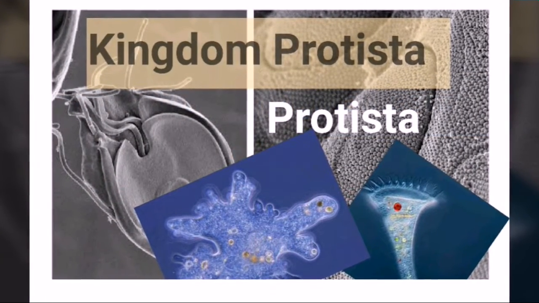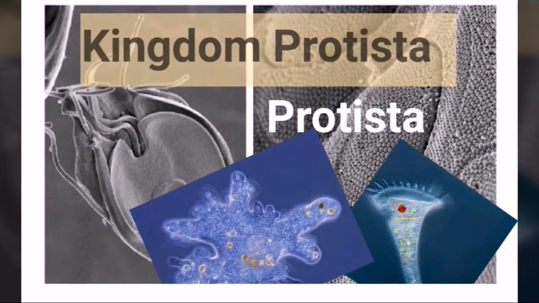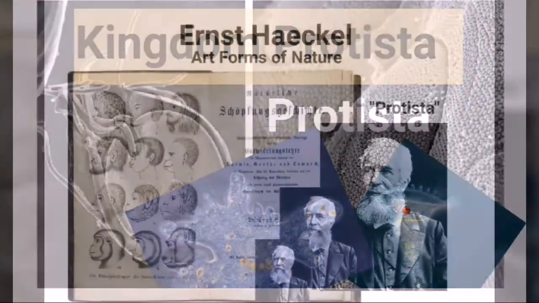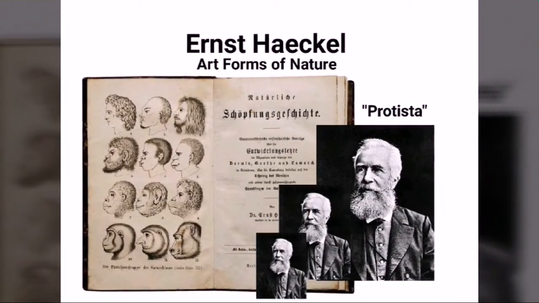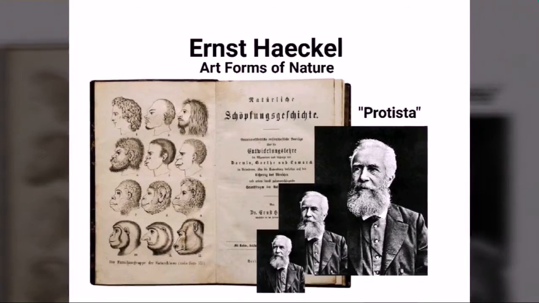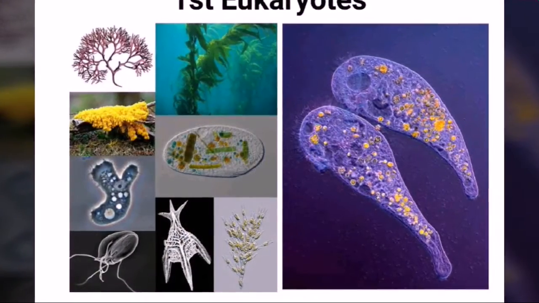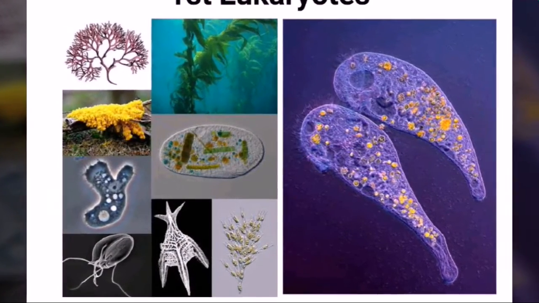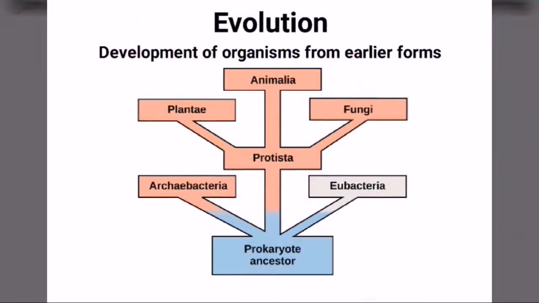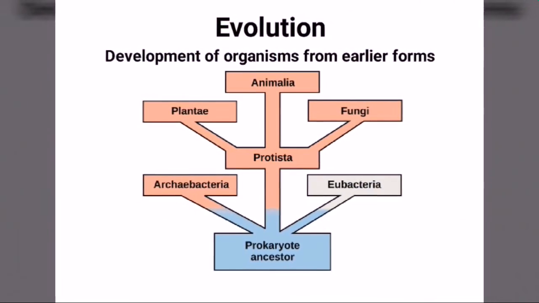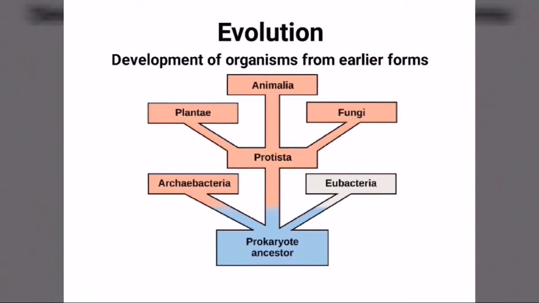This slideshow is about the kingdom Protista. Ernst Haeckel gave the term Protista for the first time. They are the first eukaryotes with a true nucleus. In the evolution process, they evolved from prokaryotes.